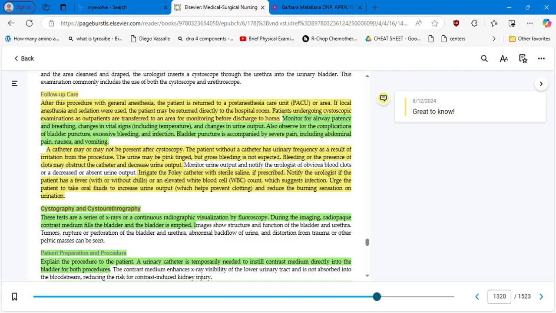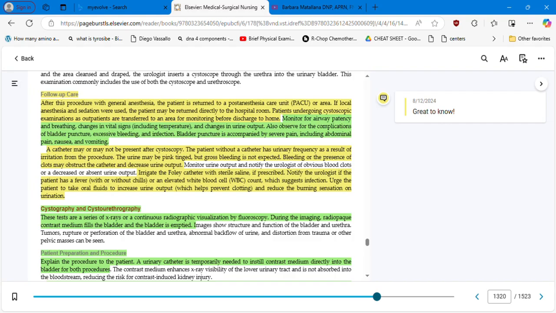The patient is returned to a post-anesthesia care unit or area. If local anesthesia and sedation were used, the patient may be returned directly to the hospital room soon. Patients undergoing cystoscopy examinations as outpatients are transferred to an area for monitoring before discharge to home. So it could be done ambulatory as well. Monitor for airway patency and breathing because the patient had anesthesia, changes in vital signs, and in urine output.